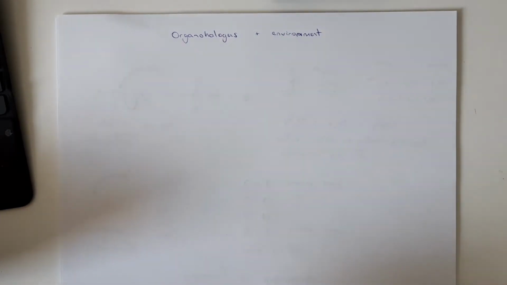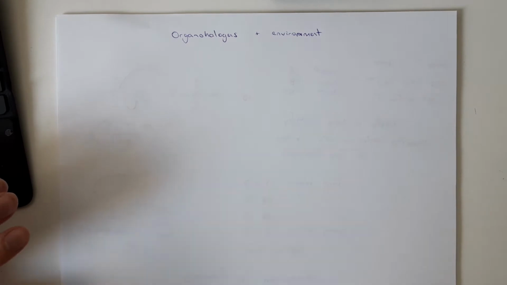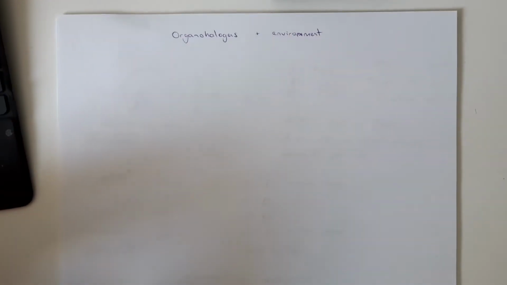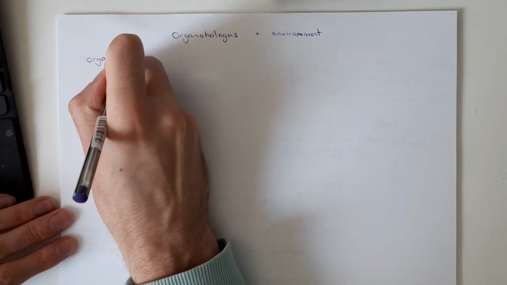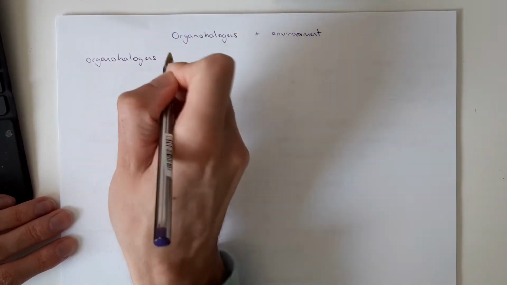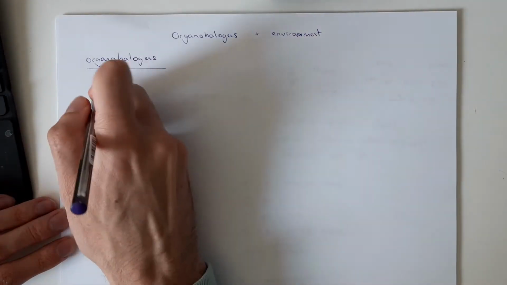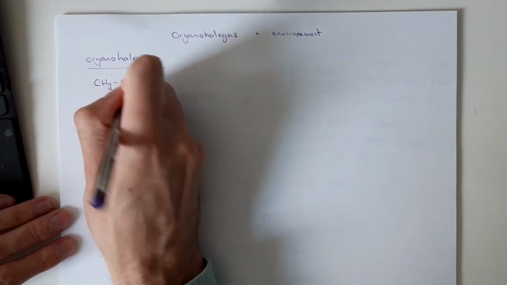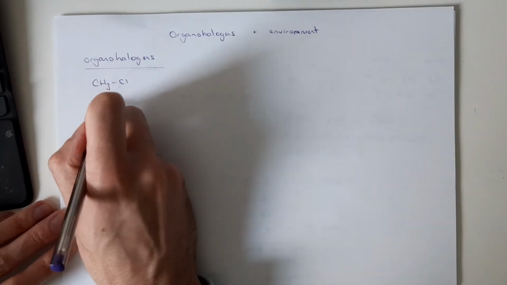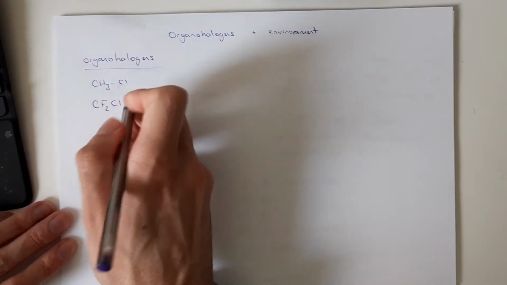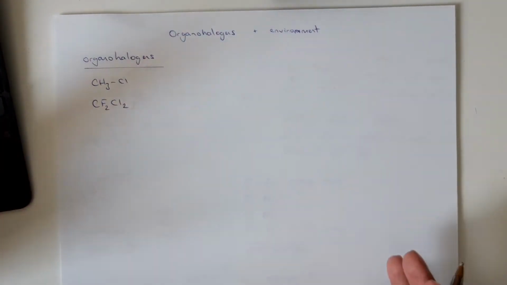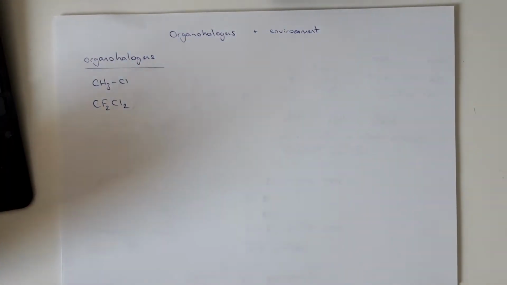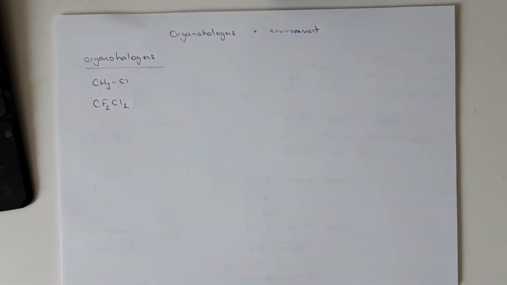Hi, in this video I'm just going to go through organohalogens and the environment. Organohalogens, first of all, just give a definition of what they are. They're just any carbon compound that also contains a halogen. So a simple one would be chloromethane. We can get more complicated ones, such as difluorodichloromethane. There can be much longer chains than that, but we get an organic compound that also contains some halogen groups.